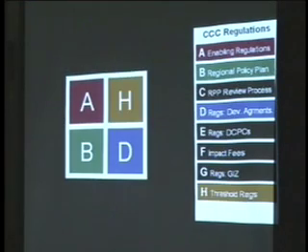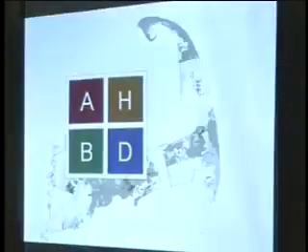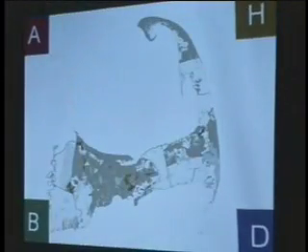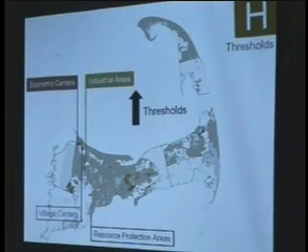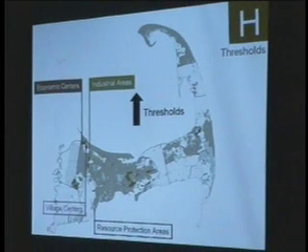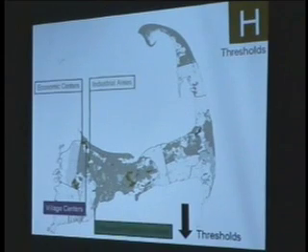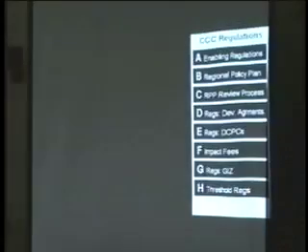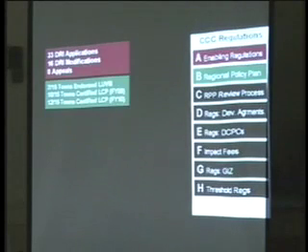So if we look and highlight the different areas, A, B, D, and H, we can see where we've looked at economic centers and land use vision maps, industrial service and trade areas, village centers, and the increasing and decreasing of thresholds under Chapter H. And then under Chapter A, we've got 33 DRI applications, 16 DRI modifications, and no appeals.